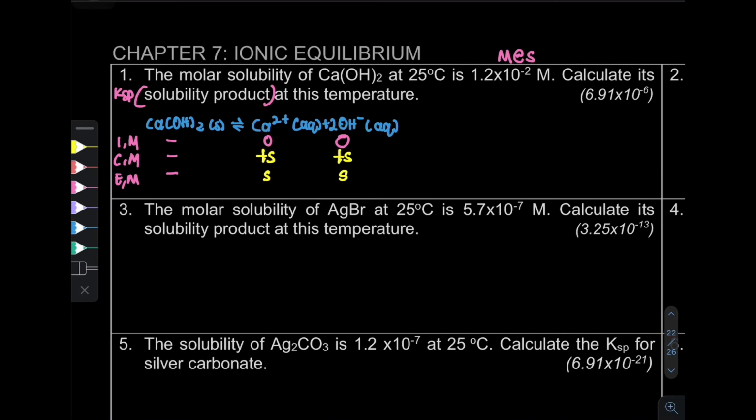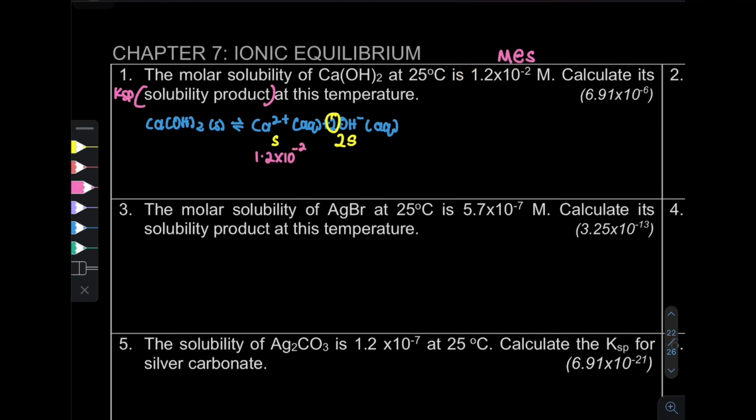Okay, solid tak akan consider, produk initial dia 0. So kita akan ambil dia punya equilibrium which is S sahajalah. Okay, and then I'm just going to copy paste here. But then it's supposed to be 2S but kena ikut our coefficient.